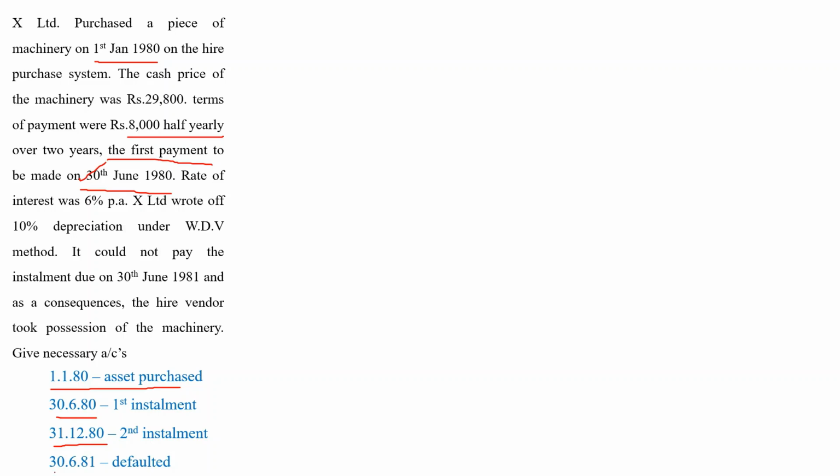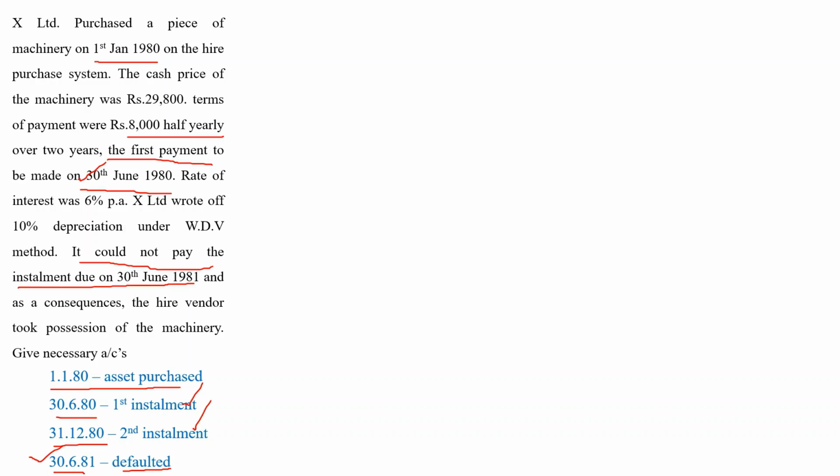When will the third installment become due? The third installment will become due on 30/6/1981 after another 6 months. But this third installment was not paid. The buyer defaulted in that installment. See, it is given in the question. It could not pay the installment due on 30 June 1981. He paid the first installment, he paid the second installment, but he could not pay the third installment. On 30/6/81, he defaulted payment.